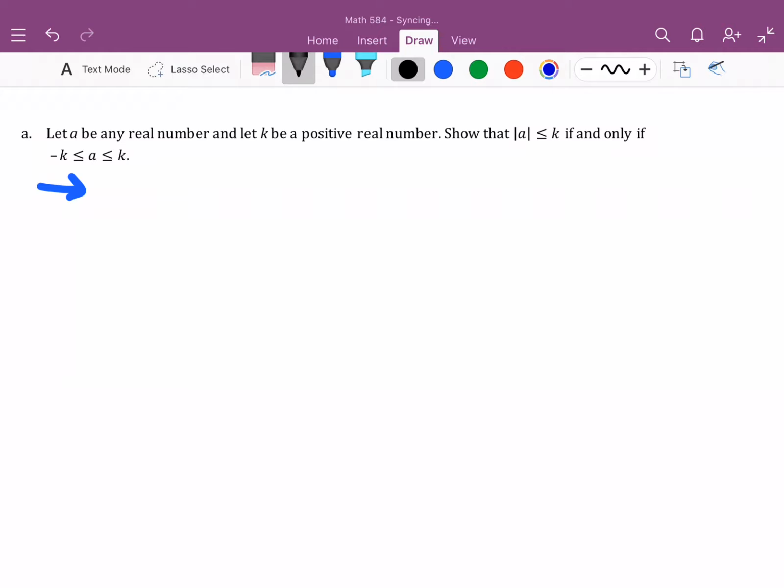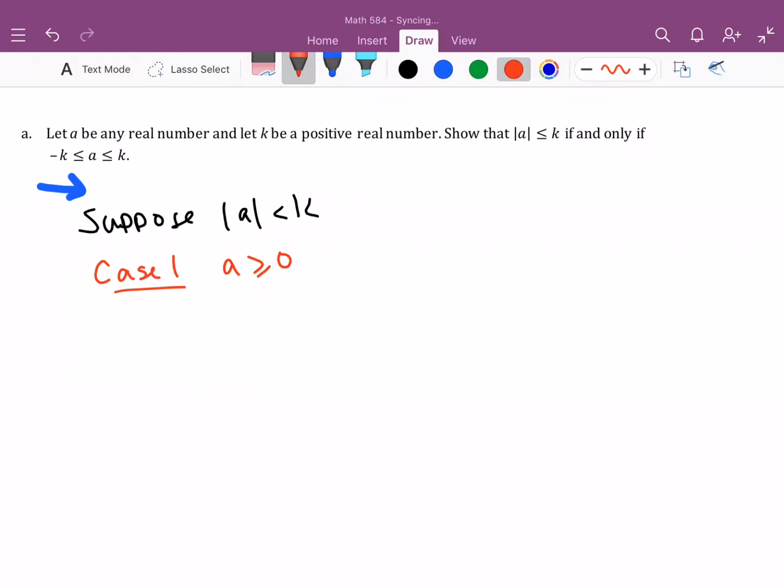So here we're going to suppose that the absolute value of a is less than or equal to k. And then here's the mistake that I saw. I'm going to do this in a different color so that you know that it's wrong. A lot of you said that there were two cases. So case one, suppose a is positive, greater than or equal to 0.